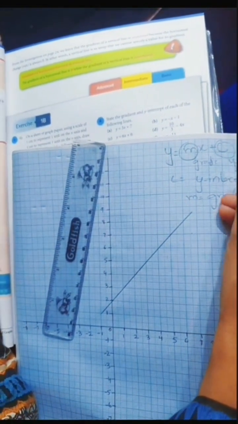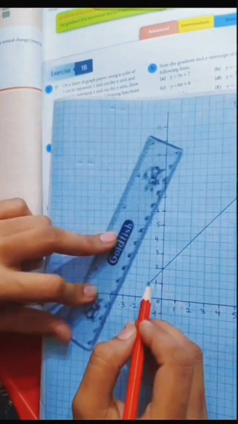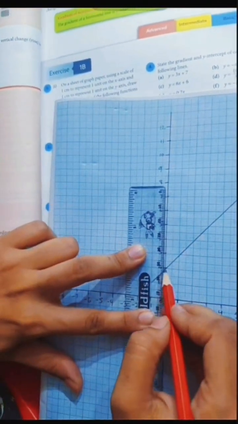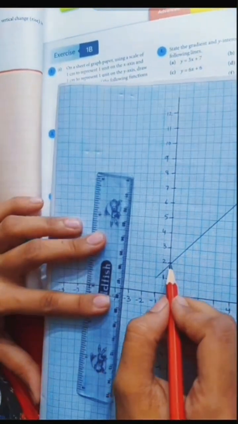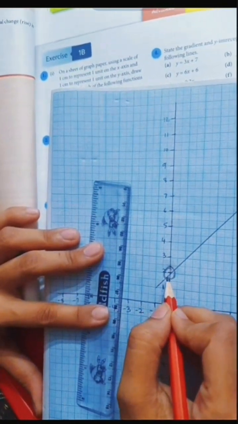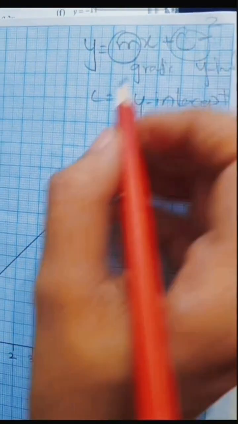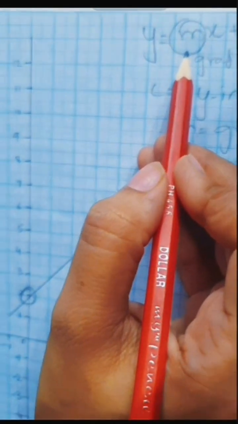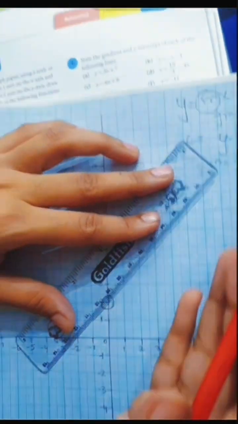This is y-intercept. Okay, so you can see the place where the line meets the y-axis. The place, the number, the unit where the line meets the y-axis is 2. So this is the y-intercept. It is called c. So here the value of c is 2. And what is gradient? Gradient is the slope of the line. How much the line is, what is the slope of the line?